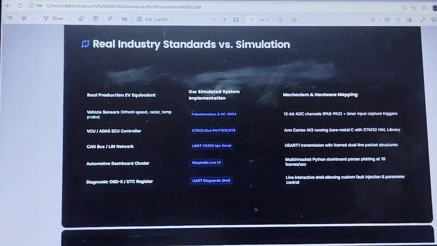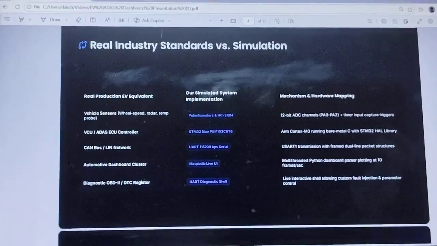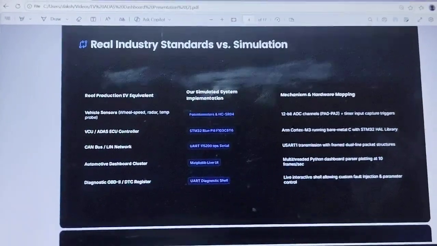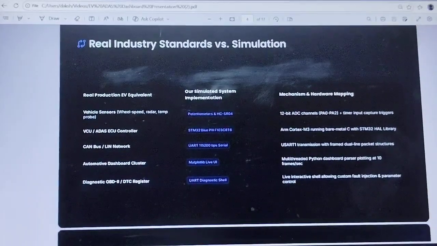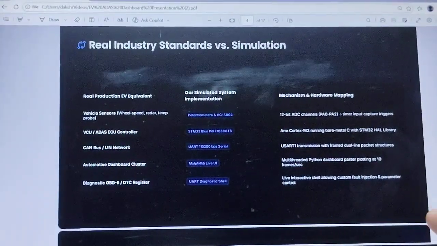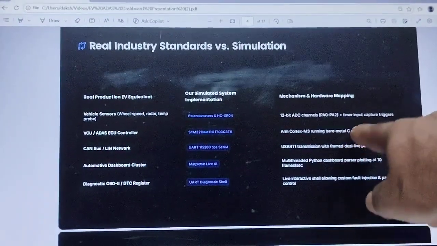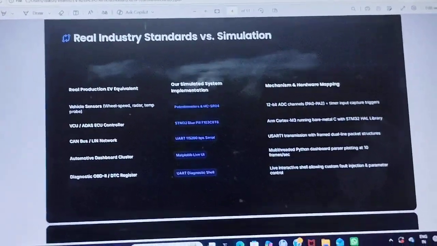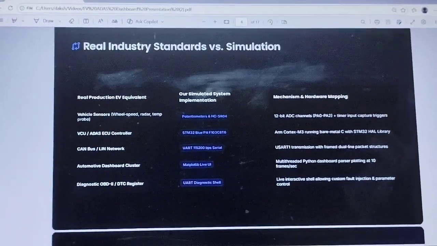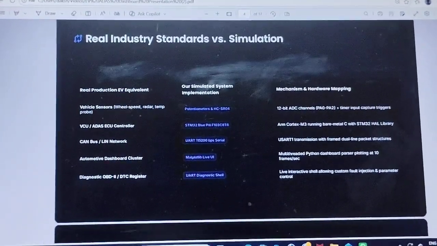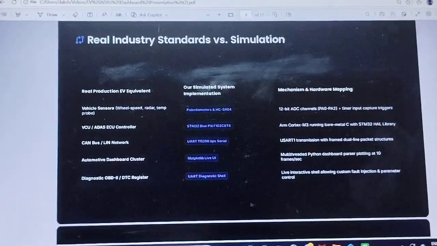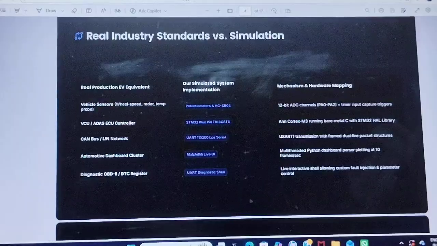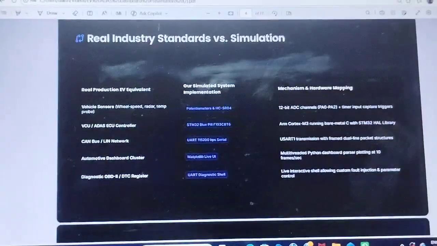In our simulation, we use the STM32 Blue Pill F103C8T6. The hardware is an ARM Cortex-M3 running bare-metal C with STM32 HAL libraries. In real vehicles, CAN bus automotive dashboard clusters are used, decoding the TTC registers. In simulation, it is MATLAB live.